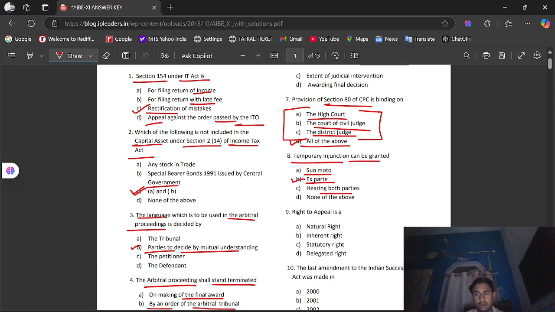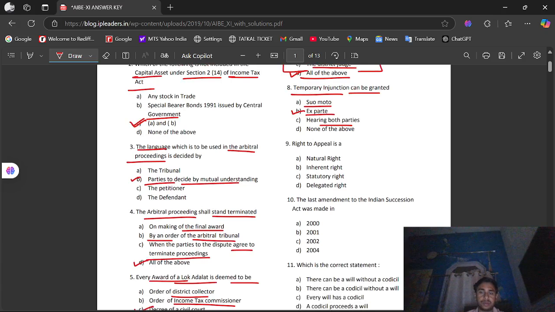Question number 9. Right to appeal is option A, natural right. Option B, inherent right. Option C, statutory right. Option D, delegated right. Its right option is option C, which is statutory right.